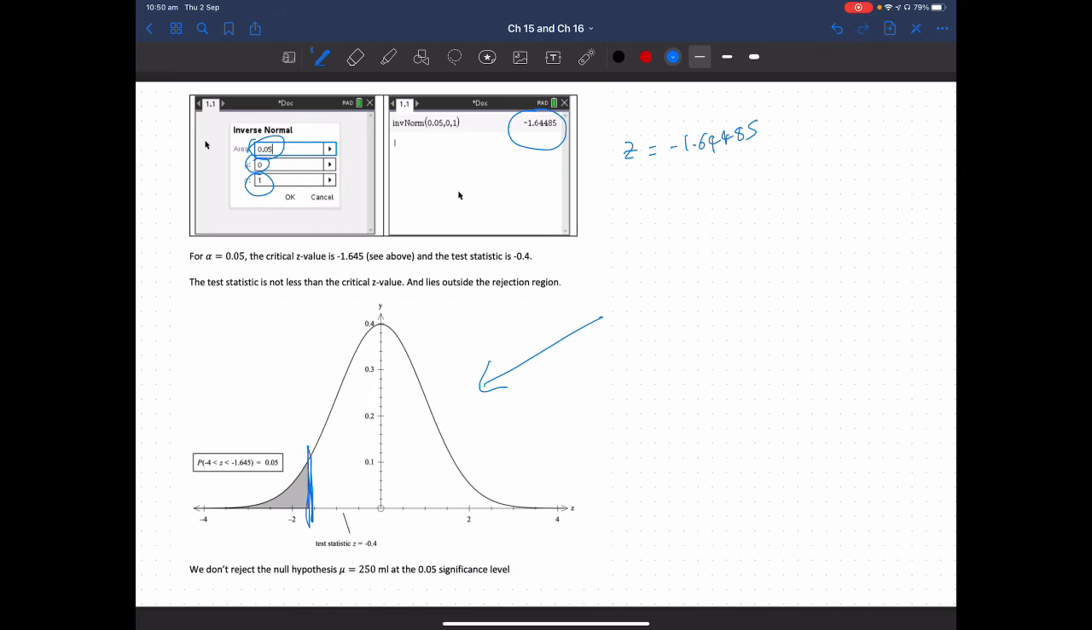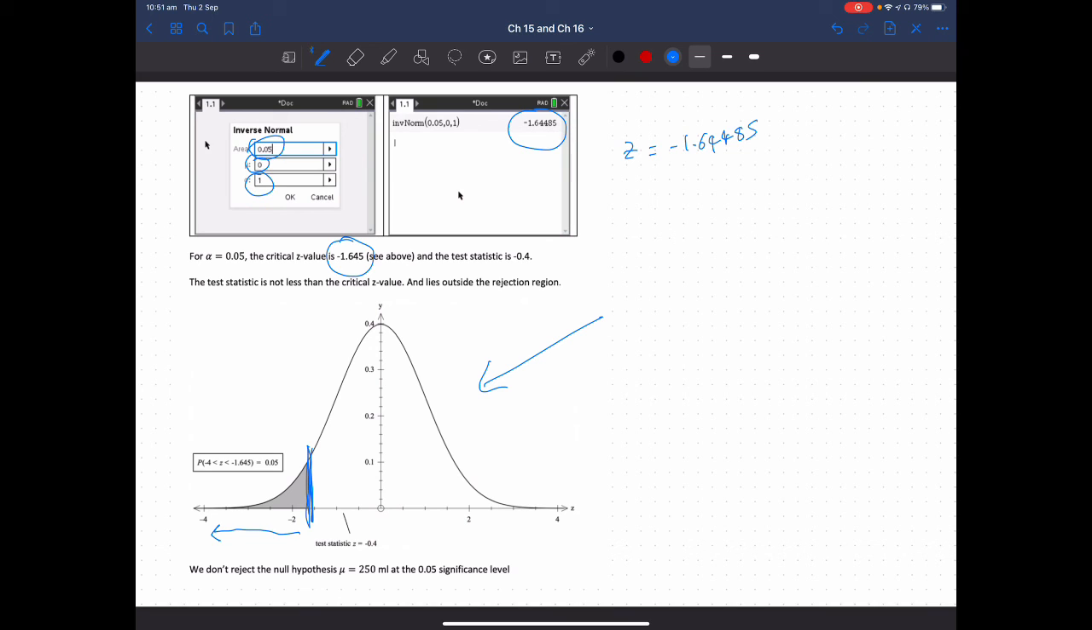So if we consider our standard normal curve, I have drawn a diagram of that. Here is our z value. The area of 0.05 is lower than it, in the shaded grey area. So for alpha is 0.05, the critical z value is negative 1.645, rounded to 3 decimal places.